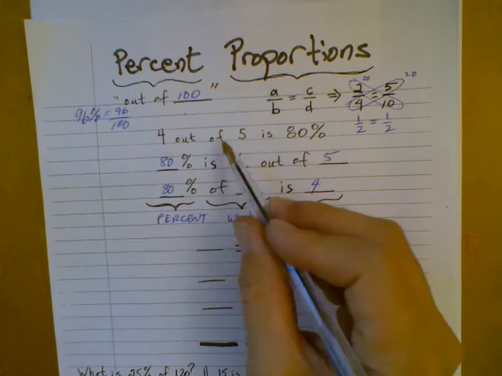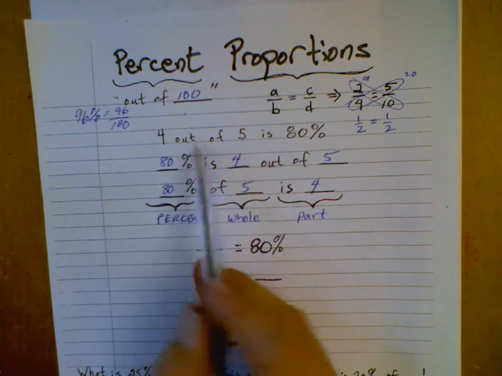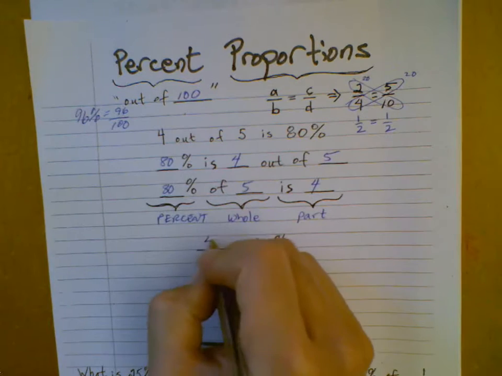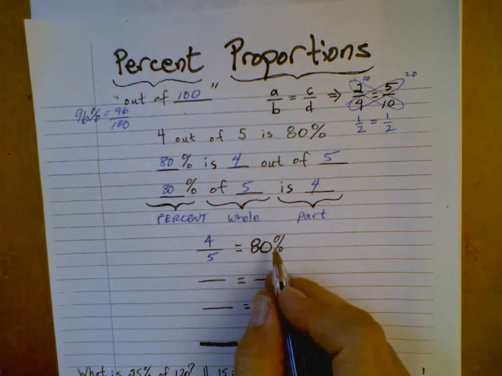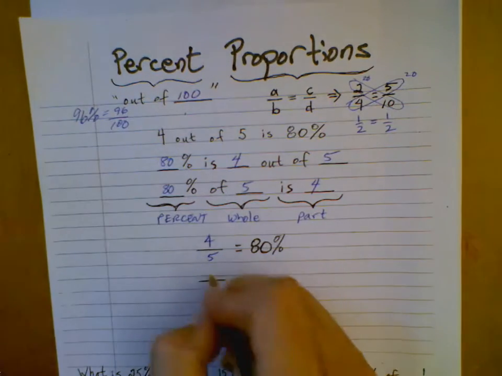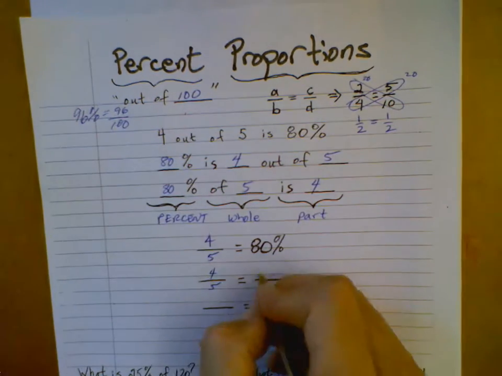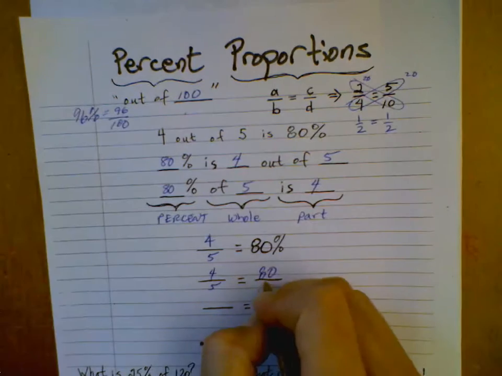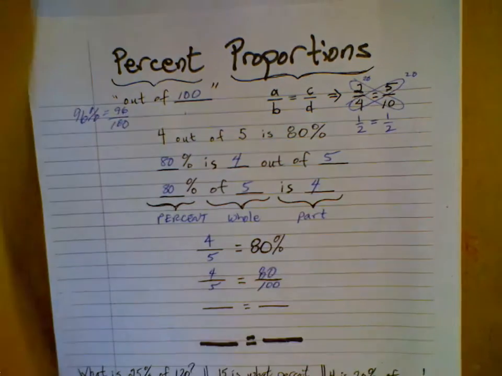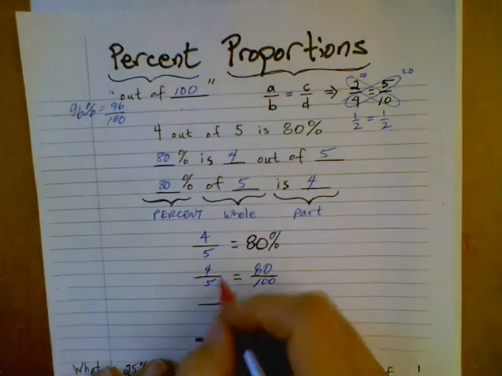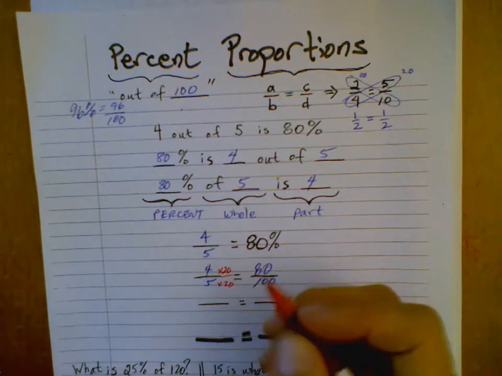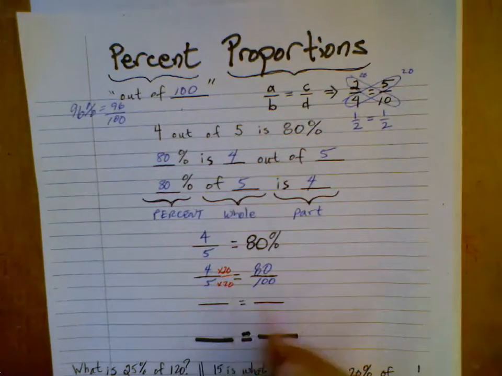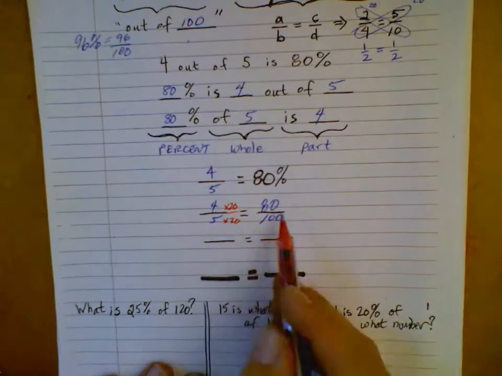Now another way we can write this is as a fraction. That's another way to write the ratio. So 4 out of 5 is 80%. And a percent is simply out of 100, which we did. So 4 out of 5 is the same as 80 over 100. And I hope this makes sense, because as an equivalent fraction, if we multiply 5 by 20, we multiply 4 by 20, that equals 1, 20 over 20. Sure enough, we get the equivalent fraction.